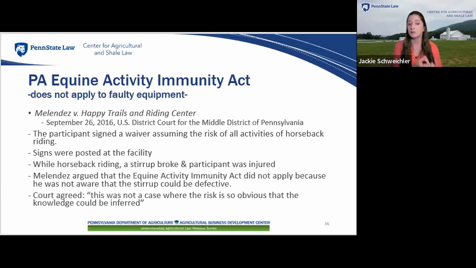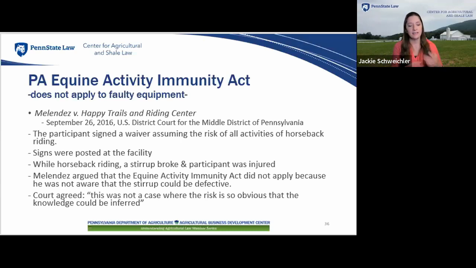Good. There were signs posted at the facility, and they were the correct signs, the right size, the right language, everything. While Melendez was horseback riding, the stirrup that he was using broke. The broken stirrup caused Melendez to fall, fracturing ribs and suffering other terrible injuries, and then they brought this lawsuit. So Melendez argued that the Equine Activity Immunity Act did not apply because he was not aware that the stirrup could be defective. And the court agreed.